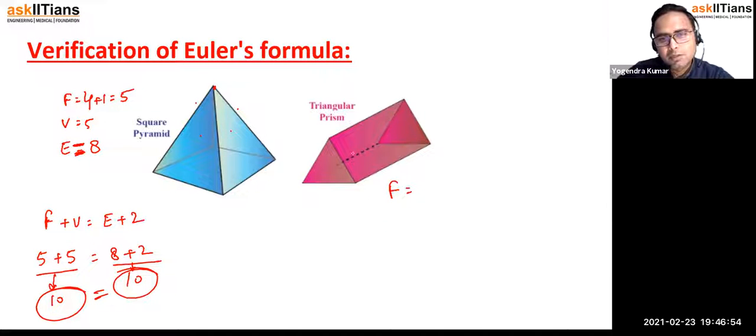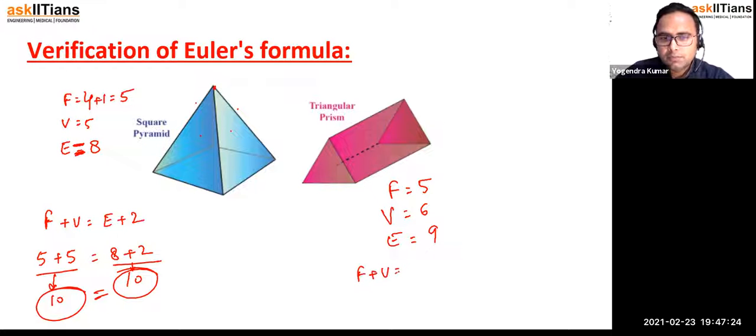Now let's count here. Number of faces are how many here? Count it properly. 1, 2, and then the bottom one, 3. One face here, one face here. So can I write here 5, right? 5 faces are there. How many vertices are there? 1, 2, 3, and 3 there. So 6 here, right? Now how many edges are there, guys? 1, 2, 3. 3 edges there. 3 edges here. 3 edges. So 9, right?